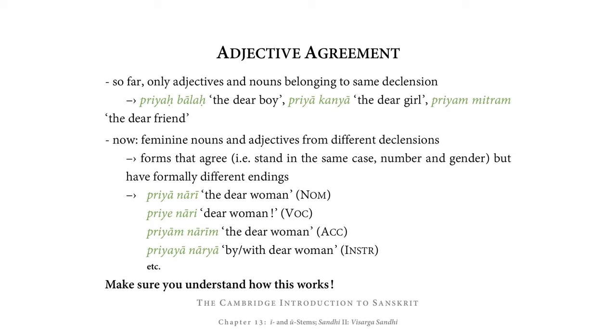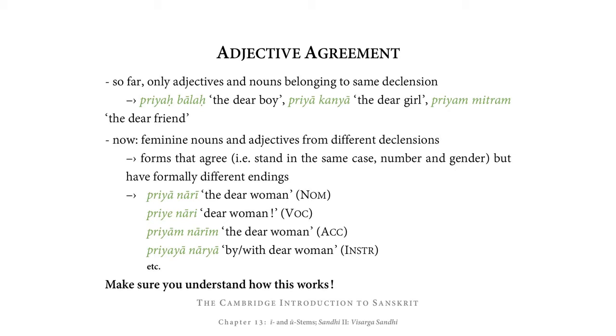Now that we've encountered these two new types of noun stem, we actually need to go back and look at something concerning adjective agreement, i.e. the agreement between adjectives and nouns. So far, the only adjectives and nouns that we'd seen belong to the same declension, in the sense that masculine nouns and neuter nouns both were short A stems, the feminine nouns that we'd encountered were long A stems, and the only adjectives that we'd seen were short A stems in masculine and neuter and long A stems in the feminine, which has the effect that when an adjective is used together with a noun and therefore needs to agree with the noun, the endings of adjective and noun are actually formally identical.